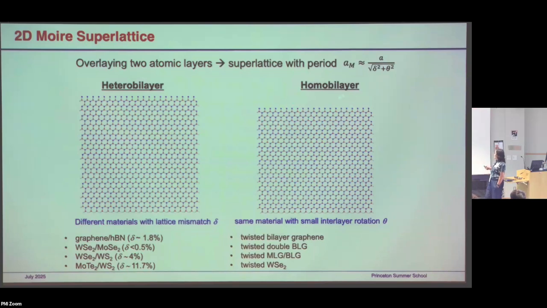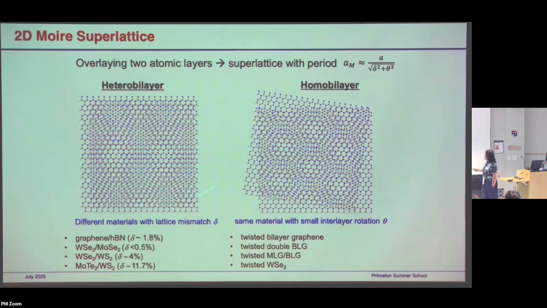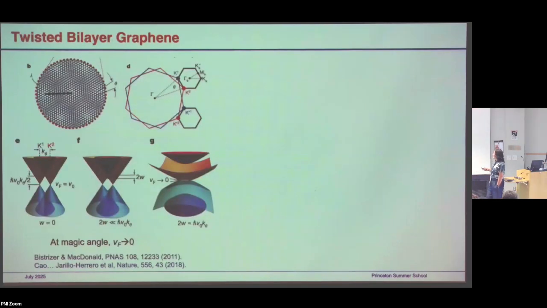For the homobilayer, of course, the most famous is twisted bilayer graphene. You can have now twisted trilayer, twisted 4 layers, twisted 5 layers. You can twist two bilayer graphene together, or twist monolayer on bilayer, etc. And there's also a lot of twisted MoTe2, twisted WSe2, etc. So that's what we've had so far, with a lot of interesting things in each case, just to tell you how a superlattice forms.